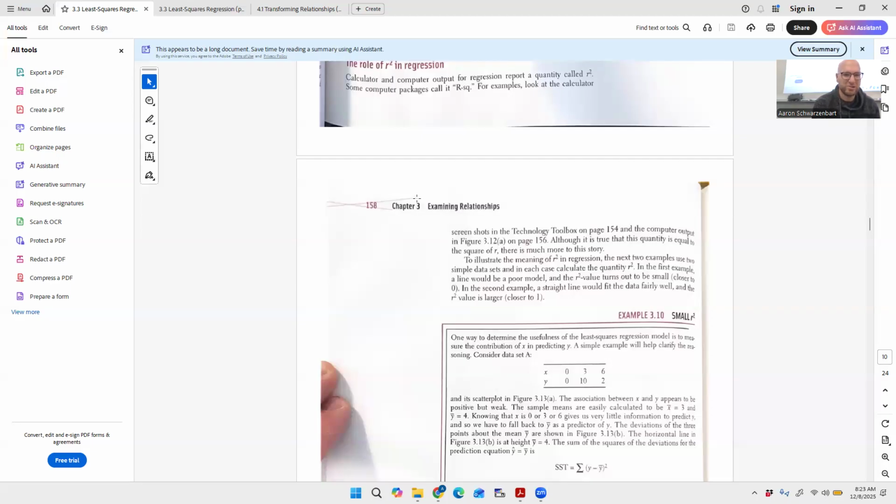R squared. Do you guys know that meaning? No. It is the percent of y that can be predicted by x. R squared.